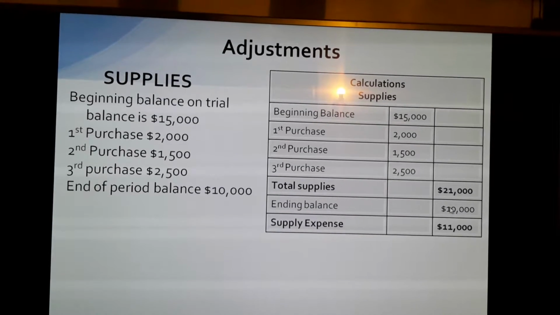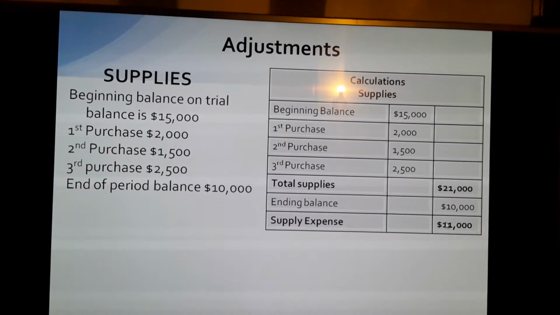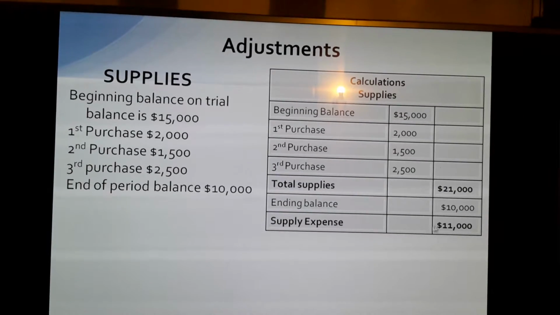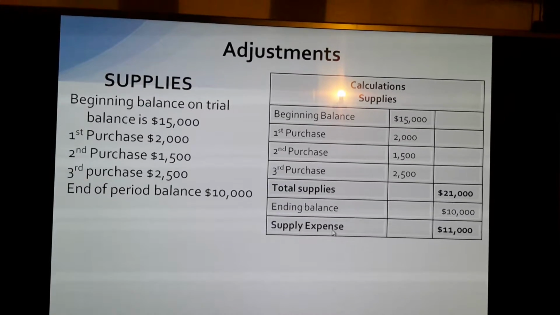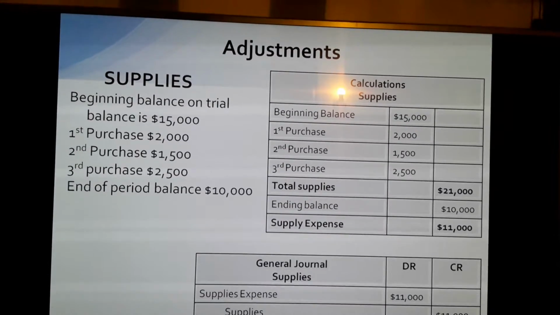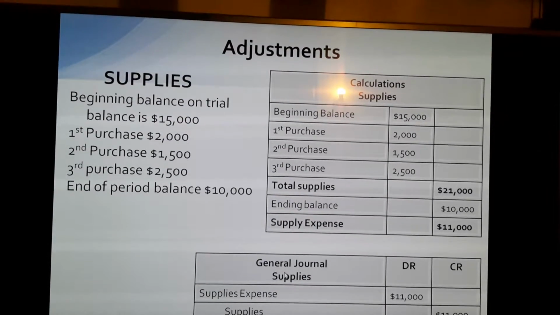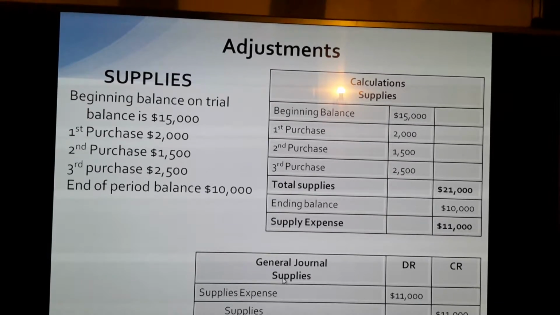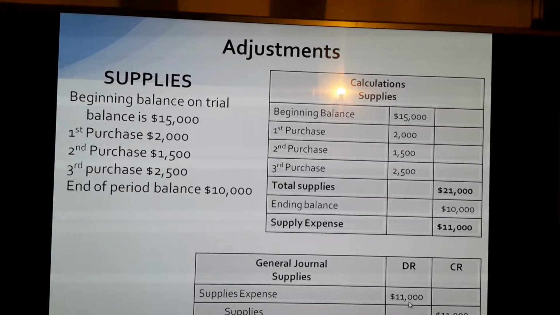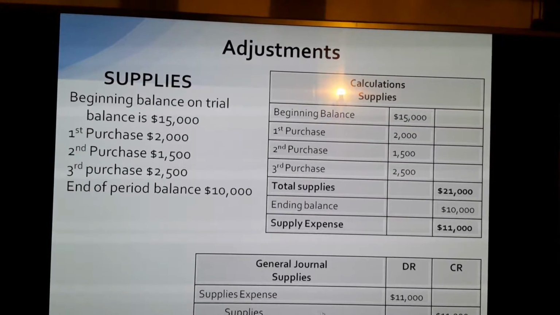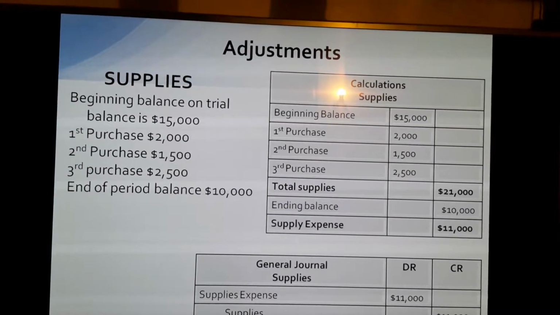If you deduct the 10,000 from the 21,000, you're gonna have 11,000 supplies. This is the one that was used in the year. So this automatically becomes your expense. This is how you do your journal entries for your supply expenses. So you say supply expenses, you debit the 11,000 and you credit the supplies.